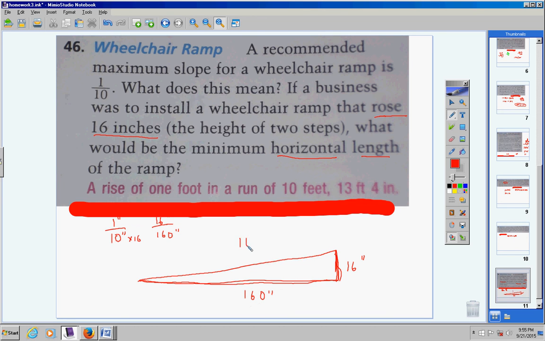Take 160 divided by 12, and you get 13 with a remainder of 4. So in other words, 13 feet 4 inches left over. So I really don't care if you wrote your answer as 160 inches. That's fine, or 13 feet and 4 inches. That would be the correct answer. They're the exact same thing.